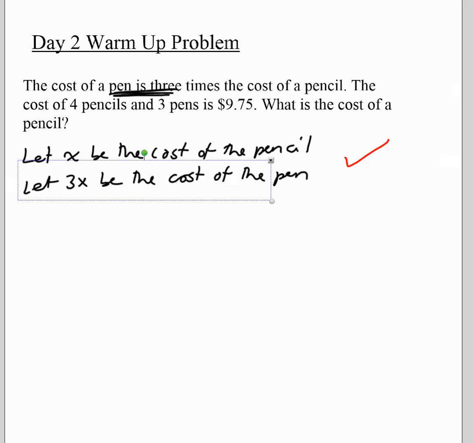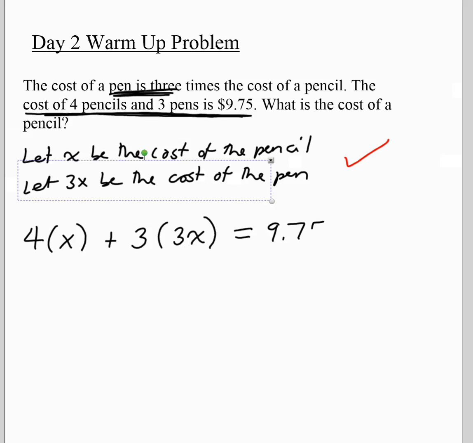Now you need to come up with the equation. And this is where you're going to look for your hint. 4 pencils and 3 pens. So 4 pencils would be 4 times the cost of each pencil, and 3 pens would be 3 times the cost of each pen. So we have 4 of those and 3 of those. And together it's going to equal $9.75. So again, just have a look at that. That isn't necessarily easy to think about.